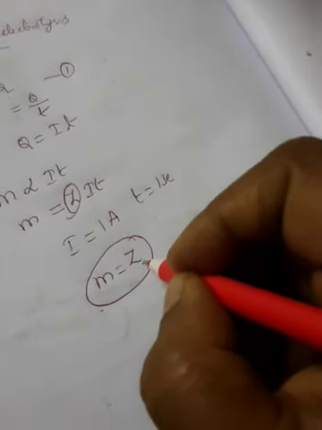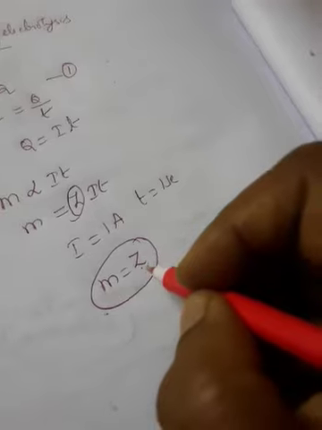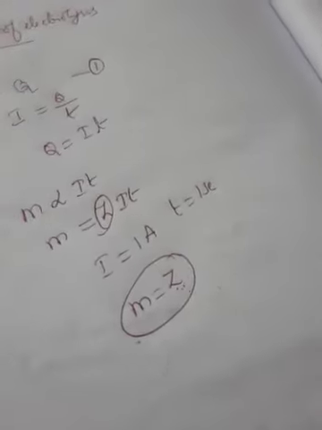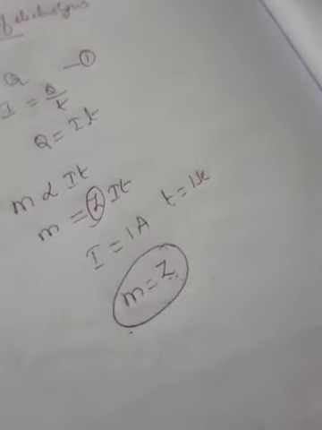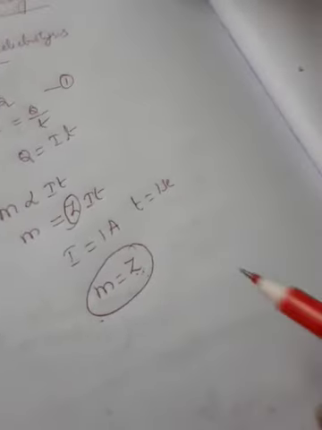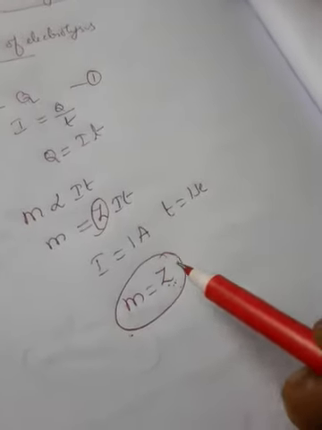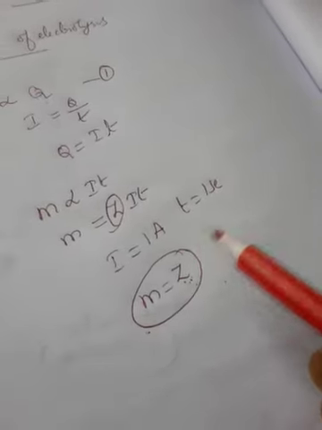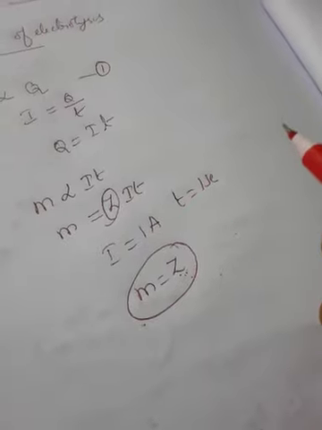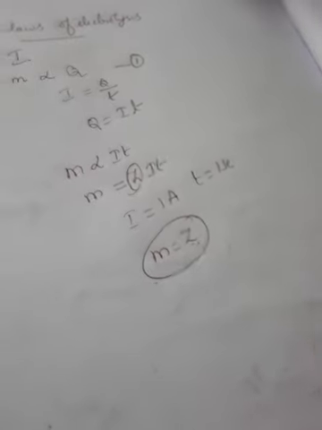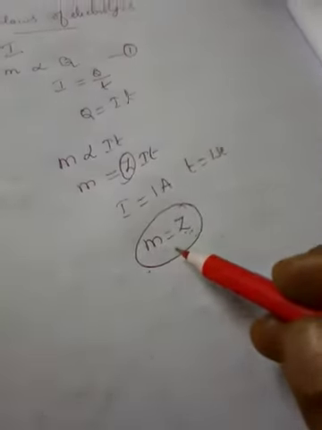Electrochemical equivalent is defined as the amount of substance deposited or liberated at the electrode by a charge of 1 coulomb. The amount of substance deposited or liberated at the electrode by a charge of 1 coulomb is known as electrochemical equivalent.